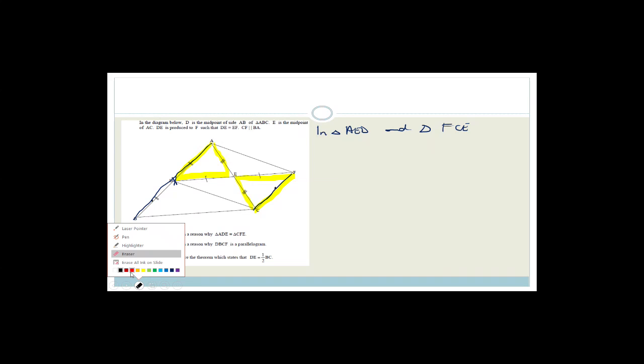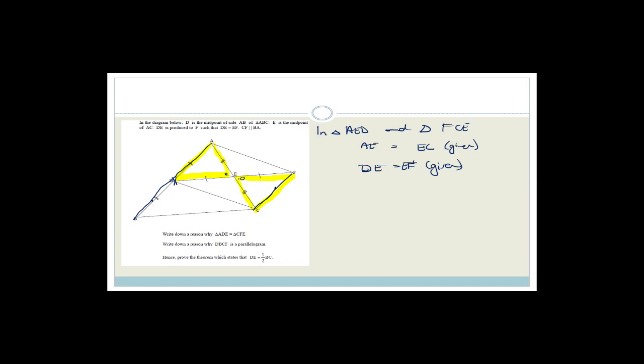So what are we doing? We're saying in triangle ADE and FCE, no problem. We know that AE is equal to EC. Okay, given. They also told us that DE is equal to EF. EF given. Okay, there we go.